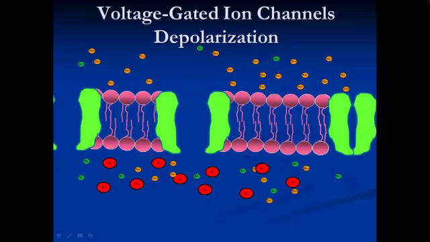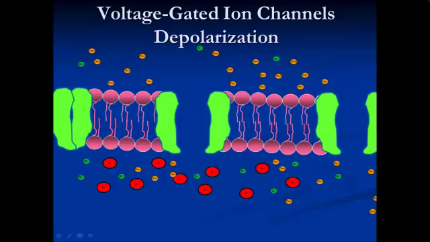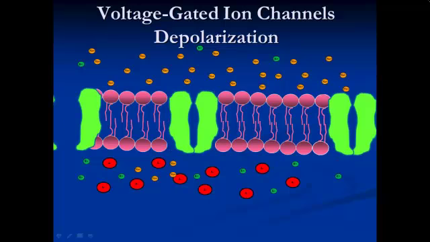Voltage-gated opens because of voltage. Sodium comes rushing in. Another voltage-gated ion channel opens next to it, down the axon. Sodium comes in, and maybe behind it, the sodium channels close. But you can see the progression of a signal from the left to the right. I mean, that's what we're trying to do here.